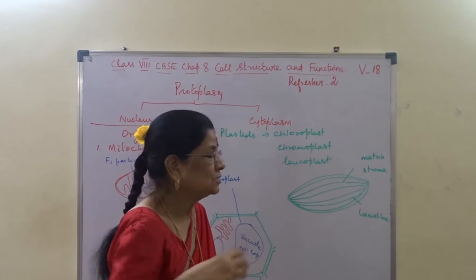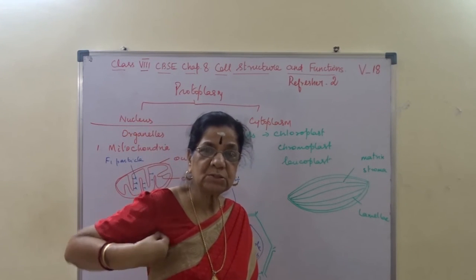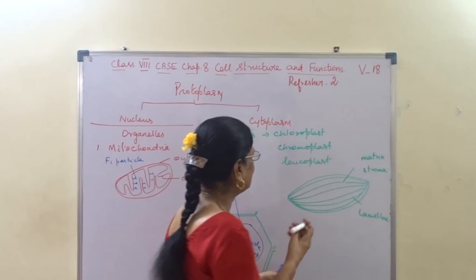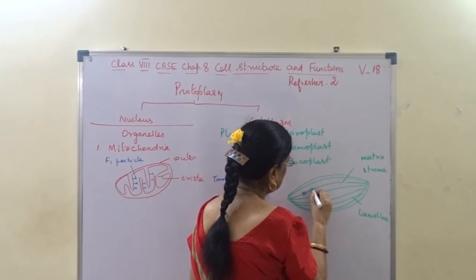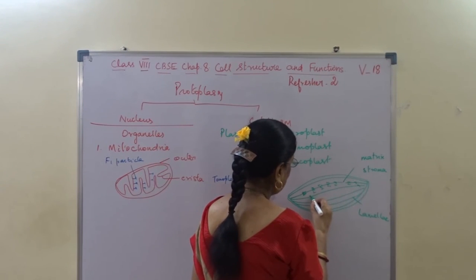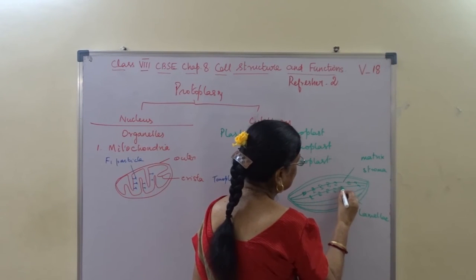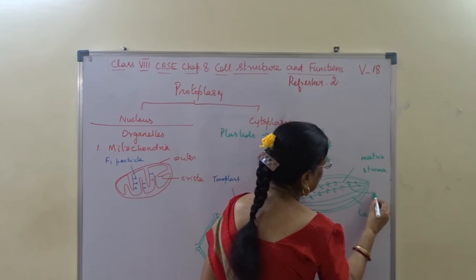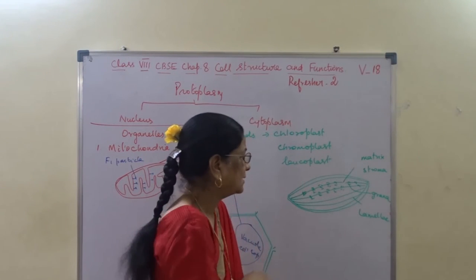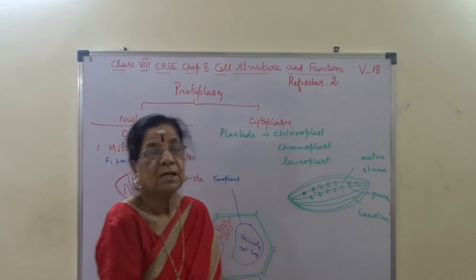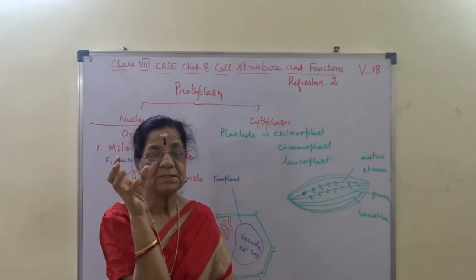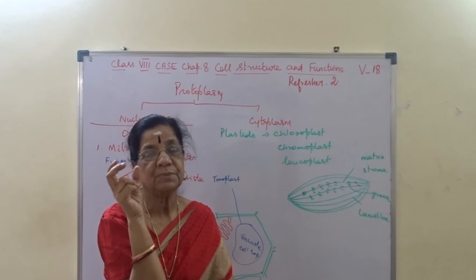Now this stroma lamellae is also formed of chlorophyll pigments, right? And these chlorophyll pigments are concentrated in patches like this. Concentrated chlorophyll pigments are found as patches, and these green patches are called grana. Grana is plural, granum is singular. And this is the site for photosynthesis. Chlorophyll pigment is much concentrated in this granum region.